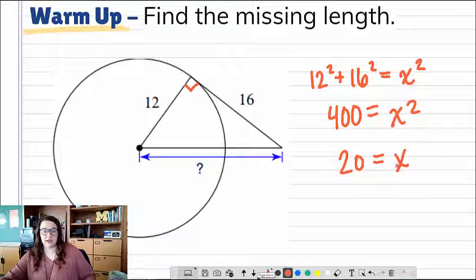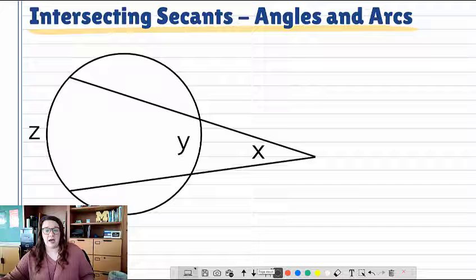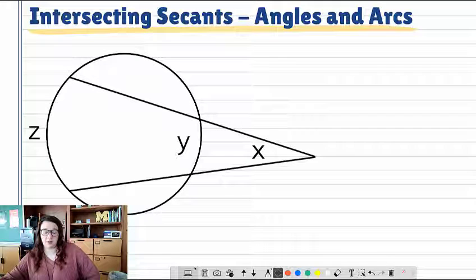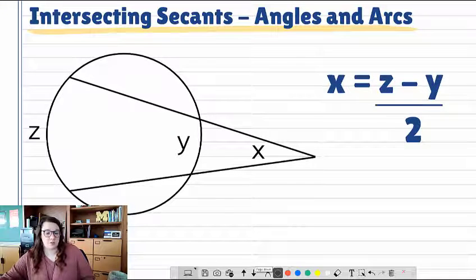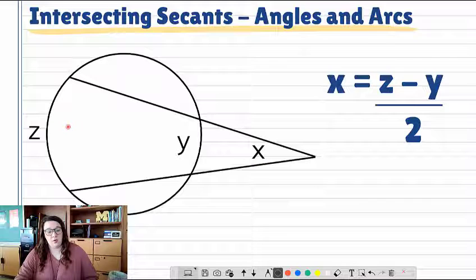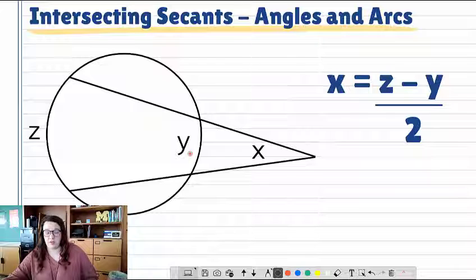All right, let's look at what we've got today. We've got a few new properties here. The first one is intersecting secant. So here's the picture of it. Go ahead and fill in the x, y, and z to your picture. And the relationship between these angles and arcs, so x is an angle, y is this minor arc length, and z is this major arc length, is that x equals z minus y over 2. That sounds kind of weird, but this outside angle here equals the big one minus the little one over 2. Take a minute, fill this formula in, and then we'll use it on the next problem.